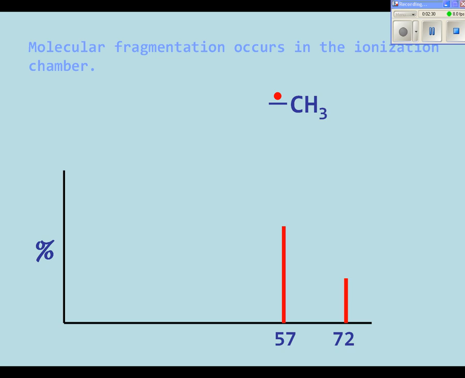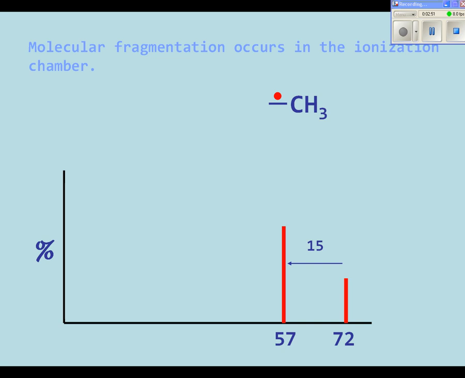But what's left behind is the methyl group, which has a molecular weight of 15. And the separation from 72 to 57 is equal to the weight of the methyl fragment. 72 is the weight of the original molecule, or, to be absolutely correct, the weight of the molecular ion.